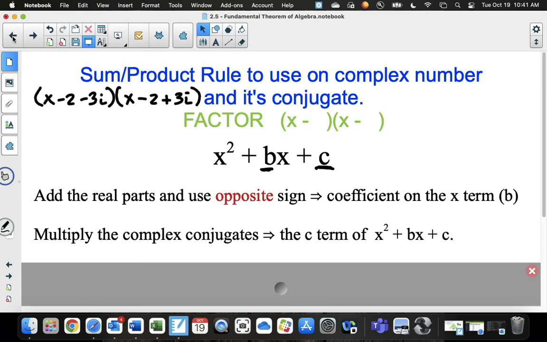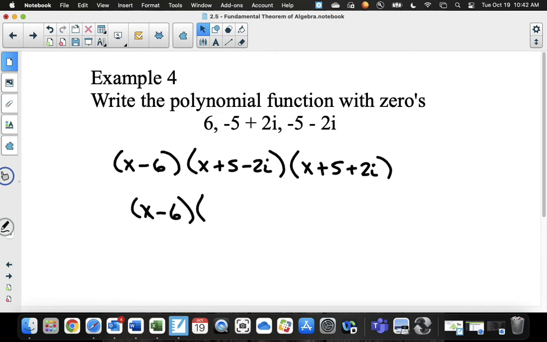that based on the sum product rule, we already know the first part's going to be x squared, because it's in x minus form. So we already know we're going to have x squared. I'm going to try to find the b value.